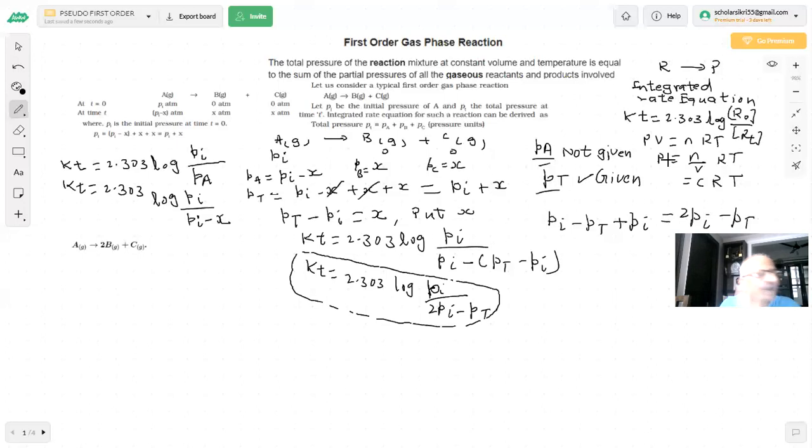So what are you given? You are given the pressure. The pressure is given. Kt is equal to 2.303 log of Pi divided by 2Pi minus Pt. This formula, note down, is a golden formula for the equation which I have written. I hope you understood my point that this is a gas phase reaction.